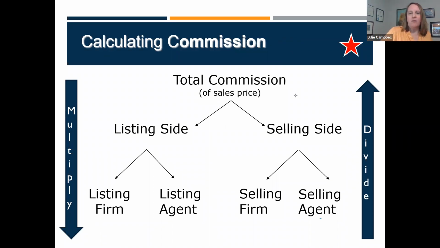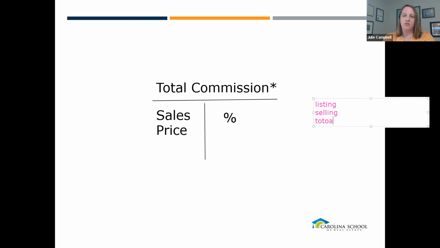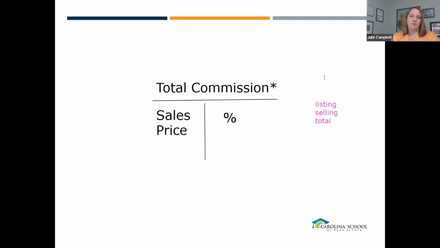So to start with the top, our first T-bar says we're going to have total commission as part of the sales price. Depending on how the problem's worded, this is where it gets fun. It could be listing commission, it could be selling commission, it could be total commission. So whatever number, that's what that asterisk means, total commission. But maybe it tells you how much the listing side is going to collect, how much the selling side is going to collect. It depends on how the problem's stated.